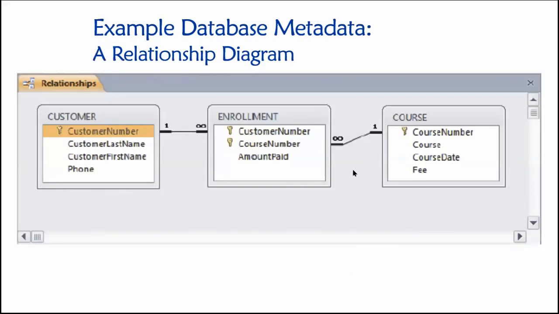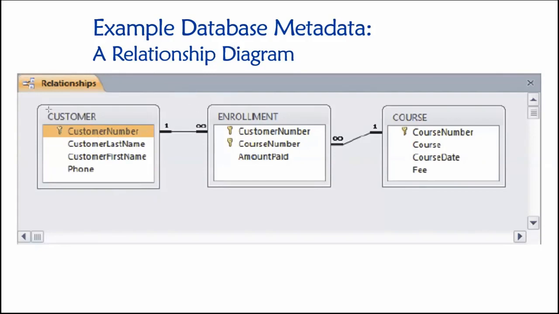Now, here is an example of one type of metadata. And this is meant to be useful to we humans. And it's just a database relationship diagram. So this is a graphical method that we have for showing how the various tables in a database are related to one another.